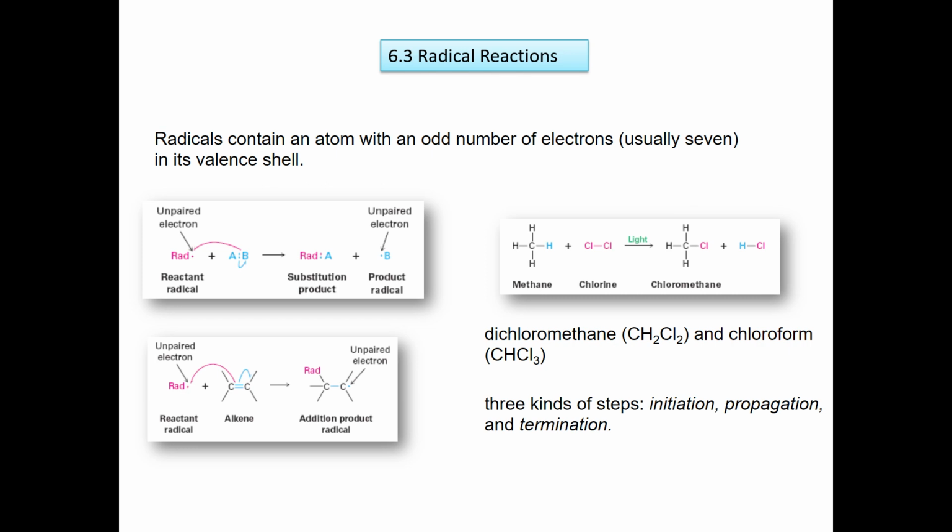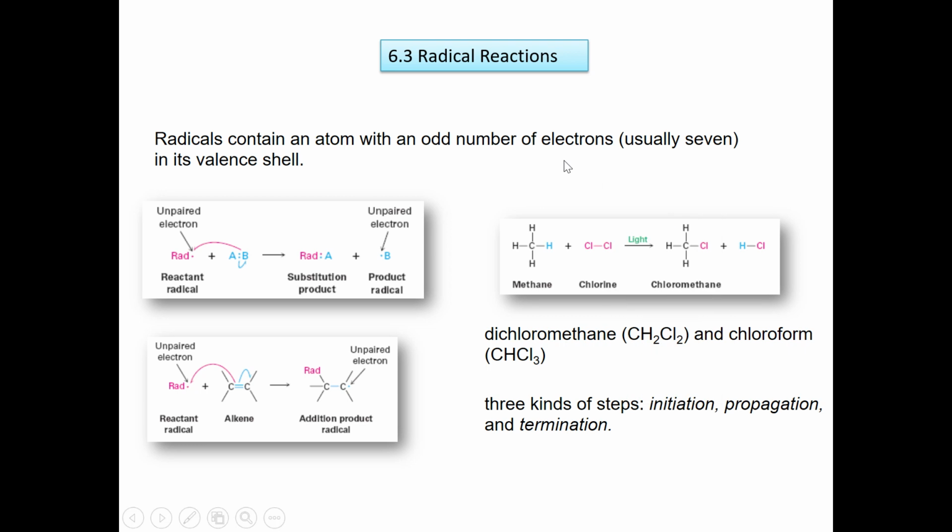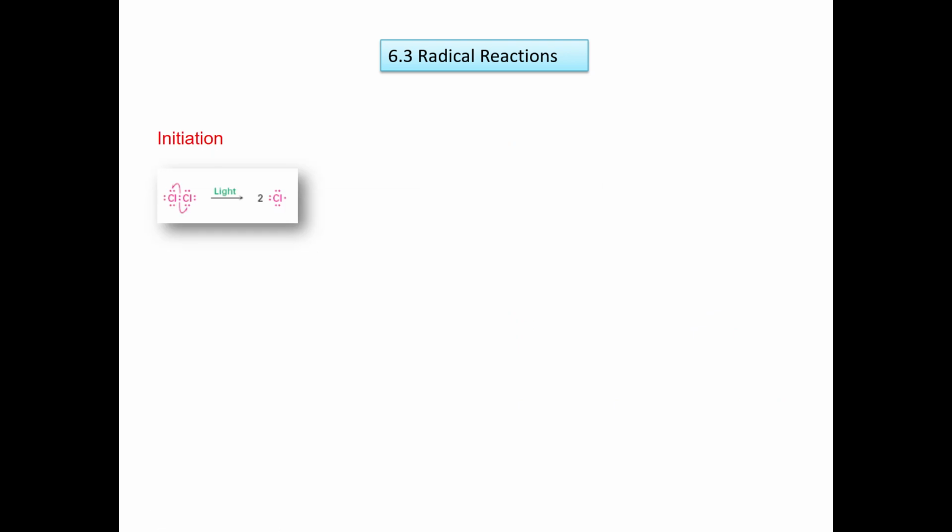Okay, that means we always have in the radical reaction three kinds of steps: initiation, propagation, and termination. And this is very important. Initiation, for example, we start with chlorine. We irradiate the chlorine with light, and what we have is a breaking of the chlorine-chlorine bond. In this case, the breaking of this chlorine-chlorine bond is symmetrical. That means that we generate two chlorine radicals, as you can see here.